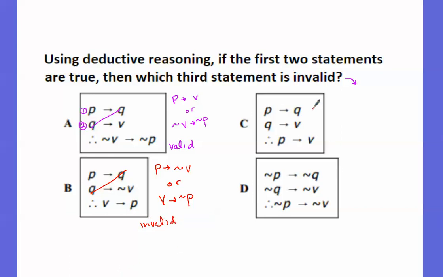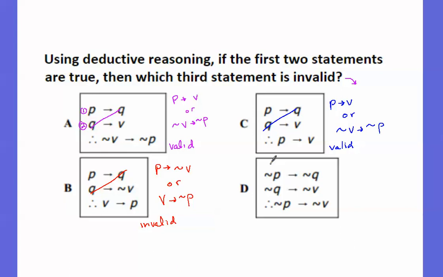Here I would have P leads to Q, and then Q leads to V. I can eliminate this middle letter and create my own conditional statement from this: P leads to V. The contrapositive, which is also true, would be the opposite of V leading to the opposite of P. Here is my conclusion: P leads to V. That matches my original. This is valid.